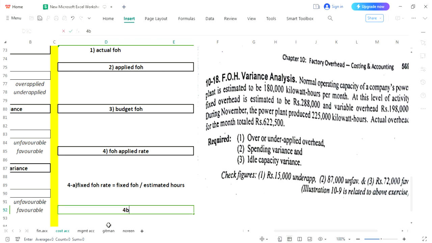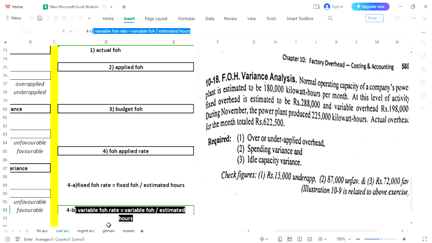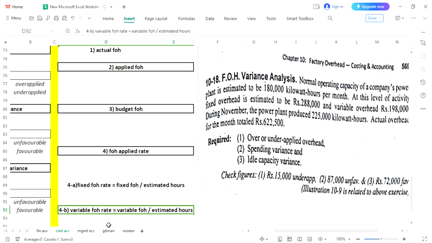and what 4B is saying, you will be calculating your variable FH rate. And how will you calculate the variable FH rate? Variable FH divided by estimated hours. So this way all of your calculations would be completed.